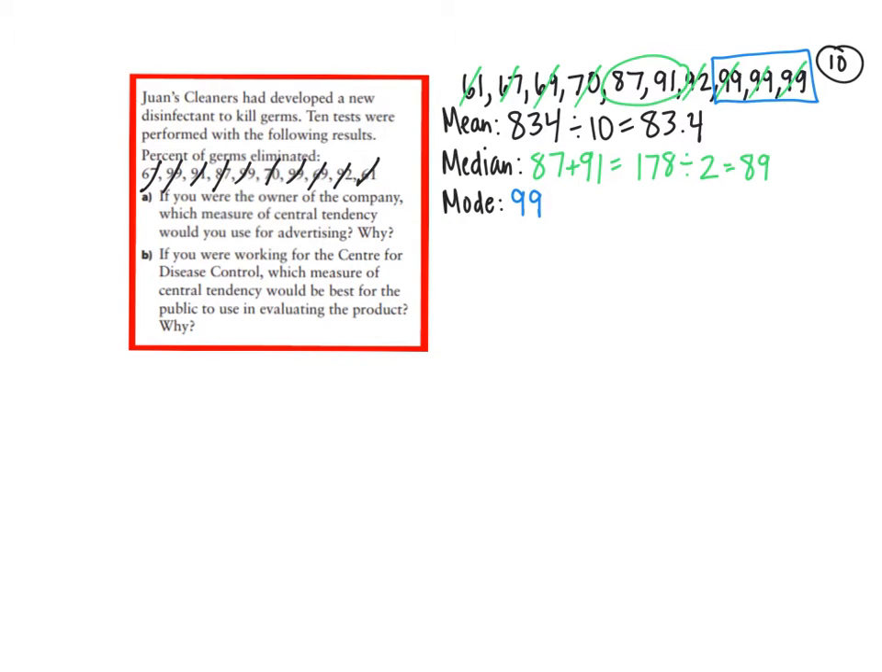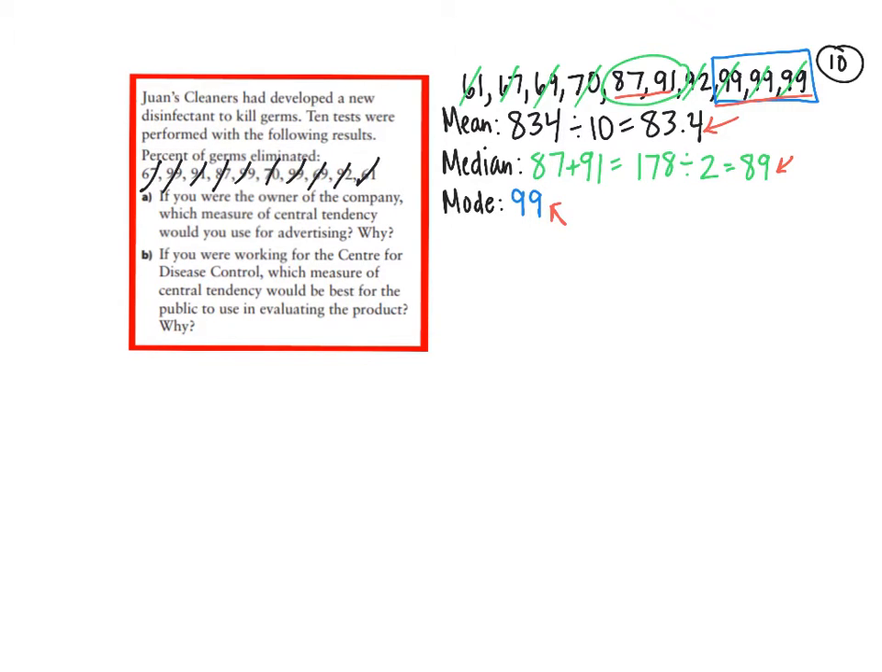All right, here are the answers you should have gotten when you solved this problem. So the mean was 83 and 4/10. My median, when I found my middle two numbers and added them up and divided by 2, was 89. And my mode, I happen to have 3 99s.